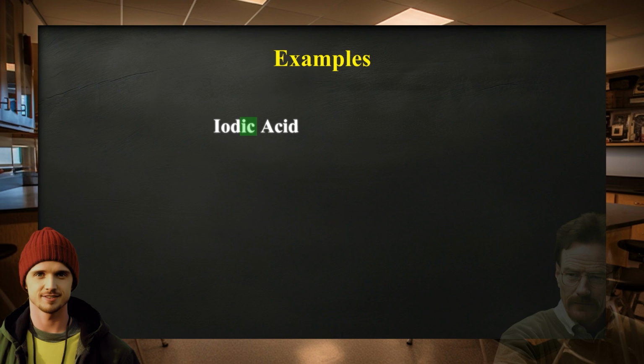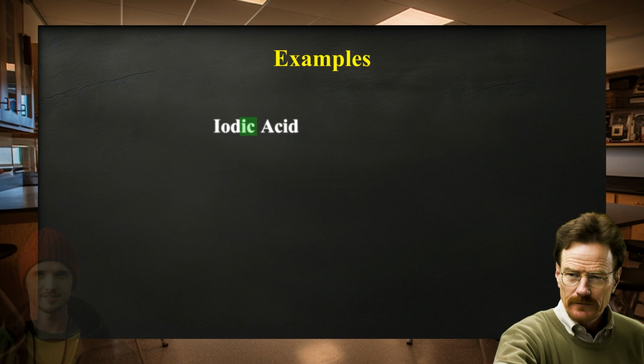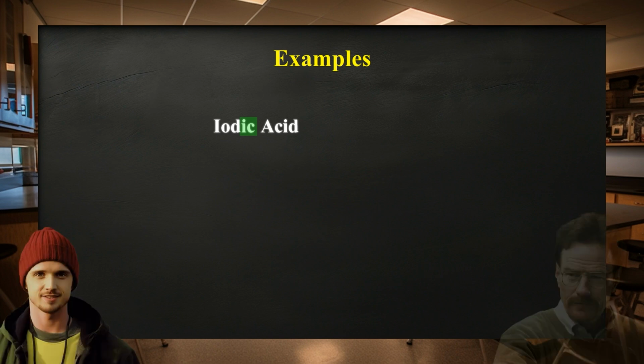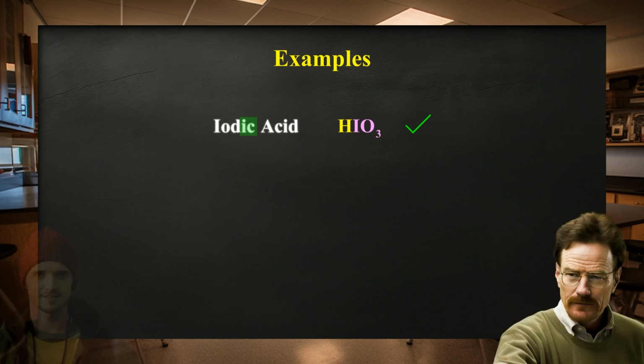So this has to be the polyatomic ion with 3 oxygens. Right, Mr. White? You are on the right track. Please continue. Okay, so the chemical formula has to be HIO3, since iodate has a charge of 1 minus. So we need 1 hydrogen ion to balance it out. That's correct, Jesse. Well done.